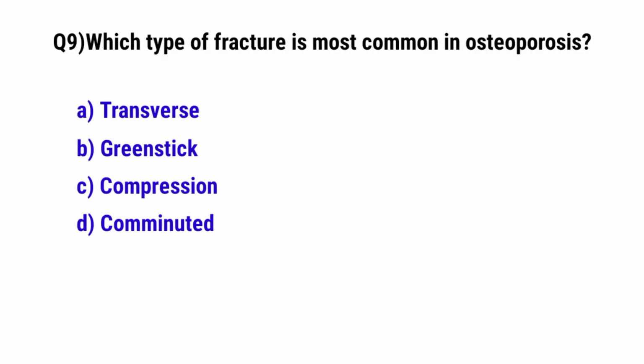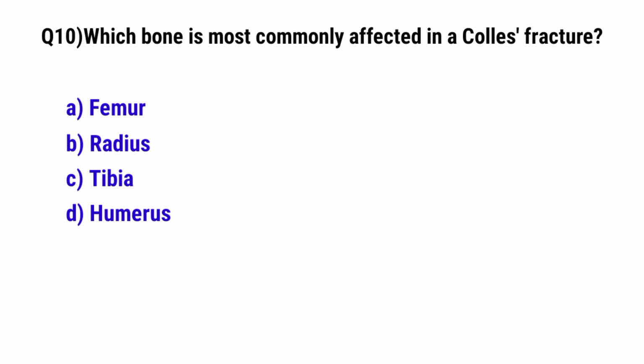Question number 9. Which type of fracture is most common in osteoporosis? The correct option is C. Compression fracture. Question number 10. Which bone is most commonly affected in Colles fracture? The correct option is B. Radius.